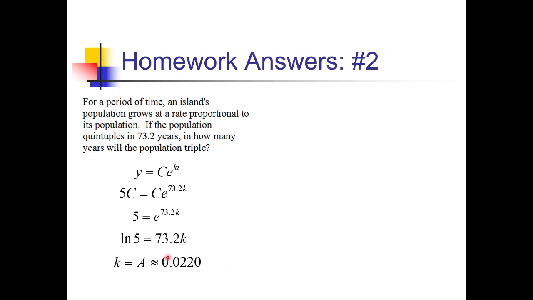Now that I've got my k value, I can go back to my original formula and plug that in for k. So I want to know in how many years. So this time, since we're tripling, I'm going to use 3c for y instead of 5c. So we're going to have 3c equals c times e to the a times t, because my k value is this a value I stored. Let me go ahead and solve this for t now. Divide both sides by c, so we've got 3 over there. Take the ln of both sides, so I have ln of 3 equals at.